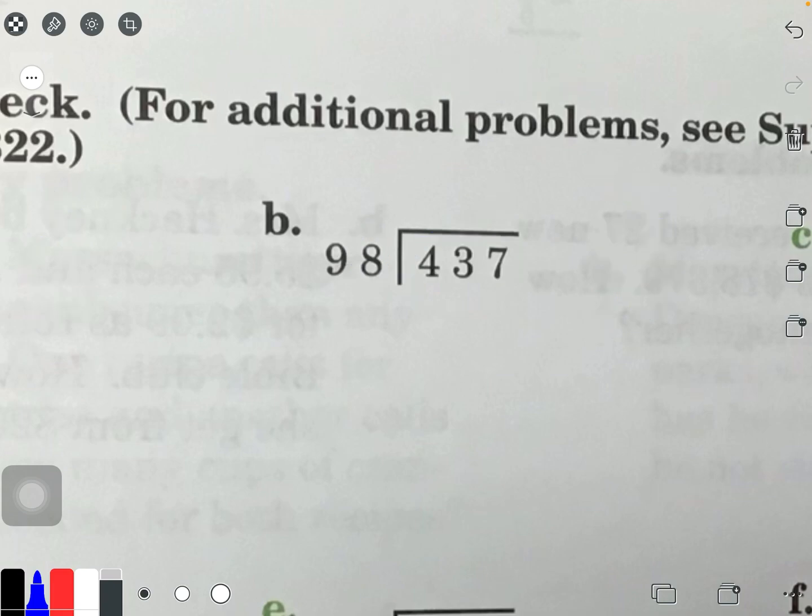We go down a number. Remember, this is trial and error. So instead of using 5, I'm going to use 4. We're going to try 98 times 4. 8 times 4 is 32. 9 times 4 is 36, plus the extra 3, 39.